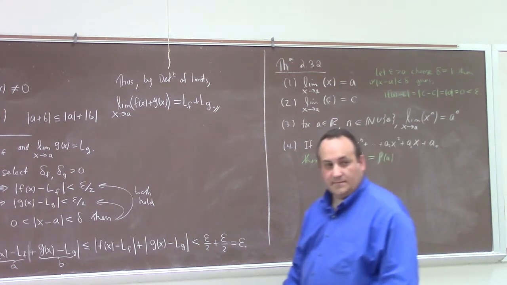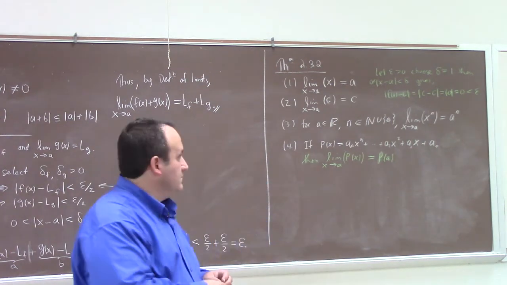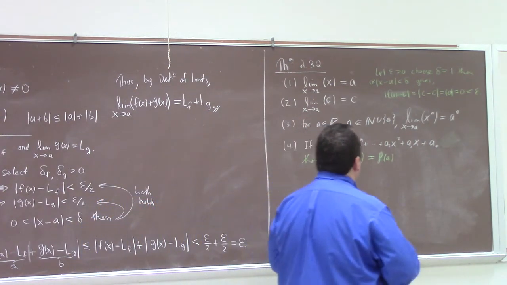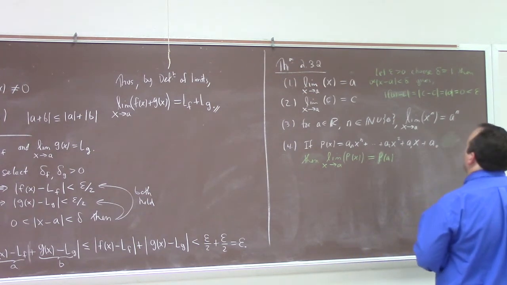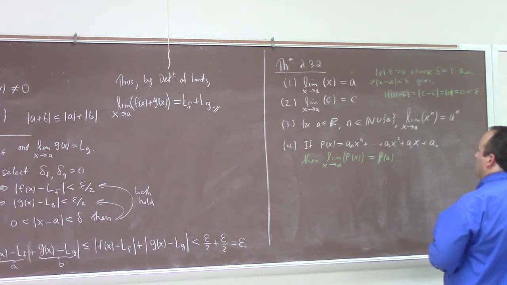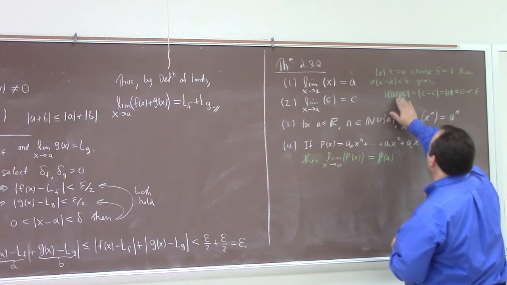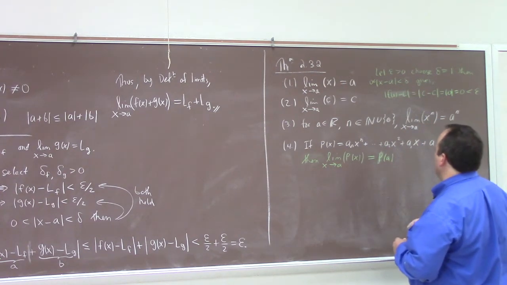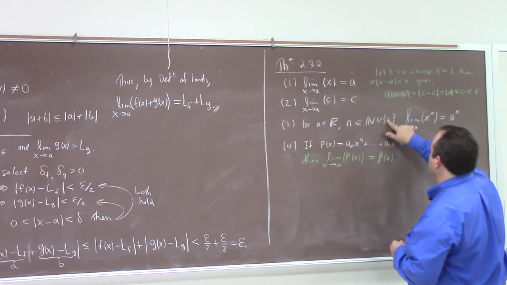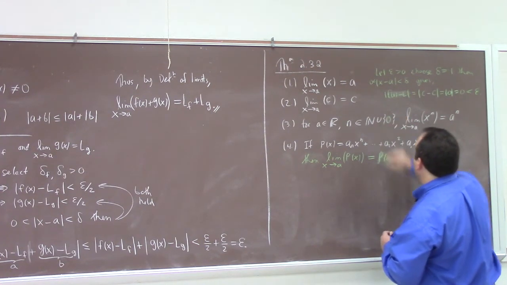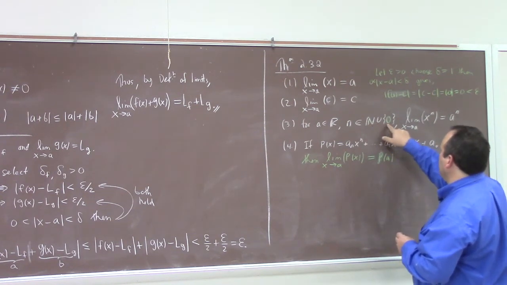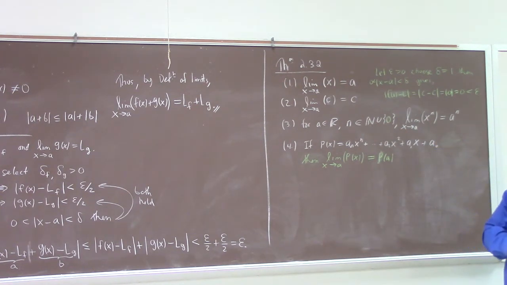What's that symbol in the notes there? Oh, this. Yeah, that's supposed to be 0. I'm saying n is either a whole number or 0. So basically x to a non-negative power, like x, x squared, x cubed, x to the 20th, whatever.